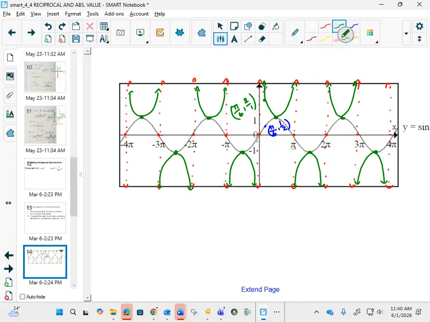So I'd like you to try the secant graph, the next one, on your own.